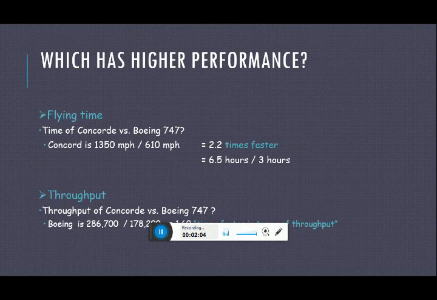Now in terms of flying time, in terms of speed, we would say that the Concorde is faster than the Boeing 747. And why is that? We can see that the speed of Concorde is 1350 mph while the speed of Boeing 747 is 610 mph. So it is 2.2 times faster than Boeing 747. Now defining it in terms of throughput, we would say that the Boeing 747 is much faster than the Concorde because the throughput of Boeing 747 is much greater than Concorde.